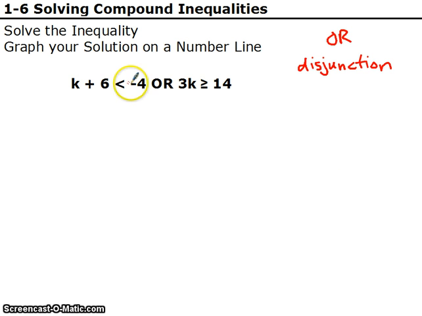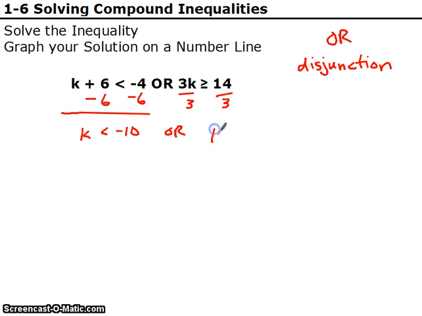Okay, so this one's just two completely separate inequalities with the word or. There's no way to write it all as a nice, neat, compact thing like the last problem. So it's just going to be two separate inequalities. Solve them both for k. So we get k is less than negative 10, or k is greater than or equal to 14/3.